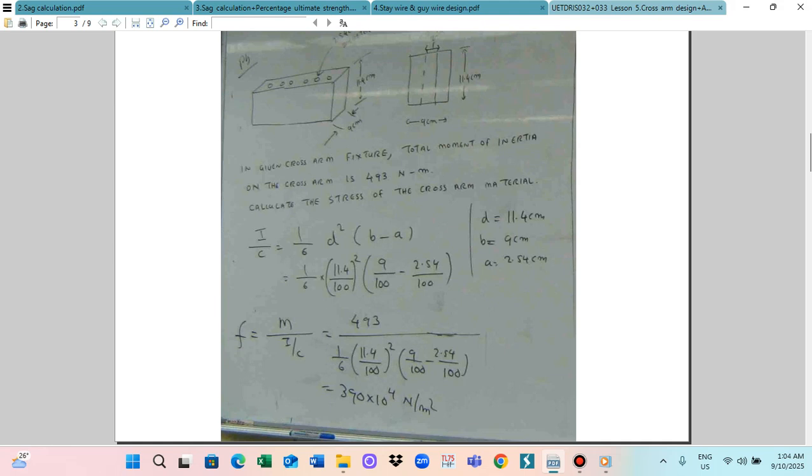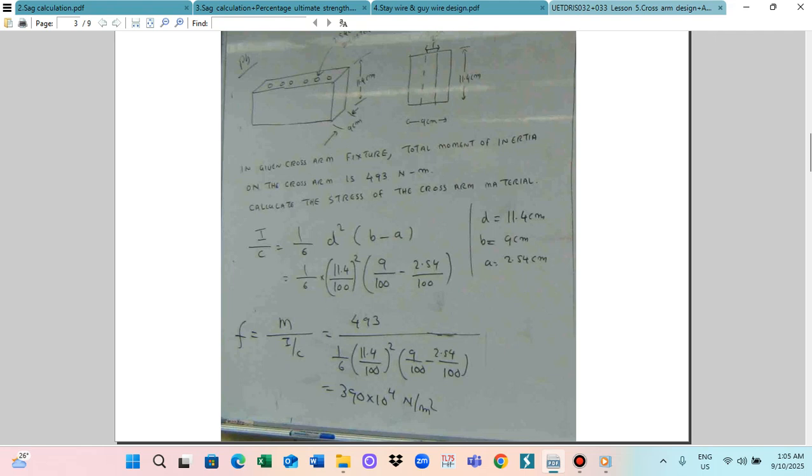Then you substitute I by C is equal to 1 by 6 D square B minus A. So 1 by 6, the D is a gap. In this case, D is given, D is 11.4 centimeter. And B is 9 centimeter. And A is 2.54 centimeter. So we just substitute in the formula. So D is equal to 11.4. But we don't use centimeter, we have to use meter.